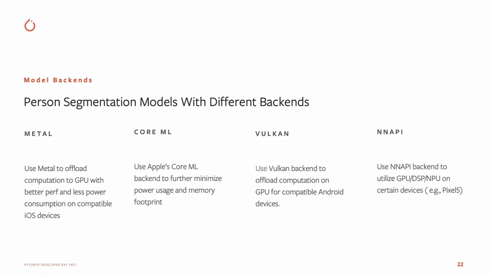For certain iOS devices, we use PyTorch Metal backend to offload the computation to GPU. We are also testing a PyTorch CoreML backend to further reduce the power consumption and memory footprint. Similarly, for Android devices, we use PyTorch Vulkan backend to offload the computation to GPU. And we are testing Android NNAPI backend to utilize DSP and NPU on certain devices. This is how we use person segmentation at Meta.